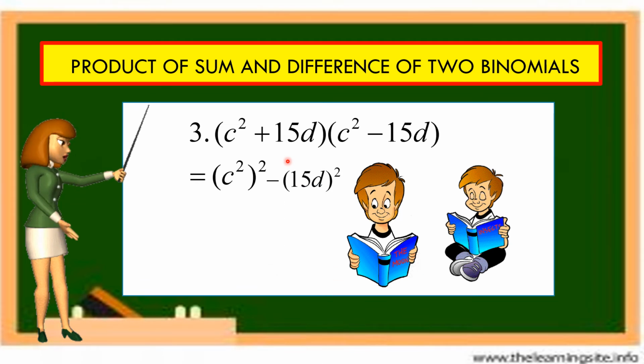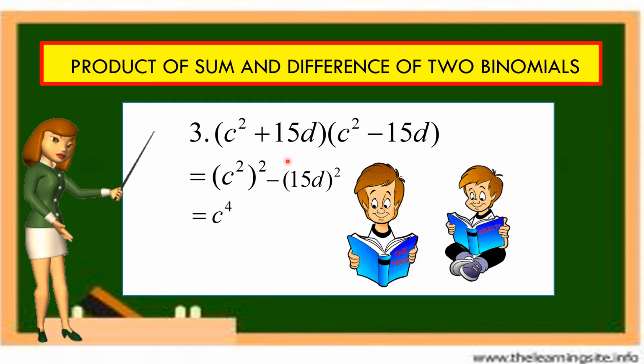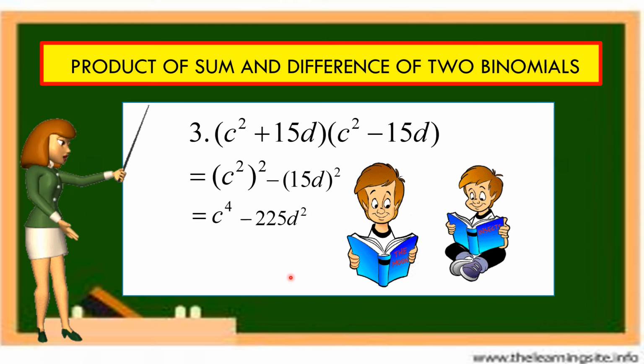C squared times c squared is c raised to the 4th. 15d times 15d is 225d squared. So the quantity of c squared plus 15d times the quantity of c squared minus 15d equals c raised to the 4th minus 225d squared.